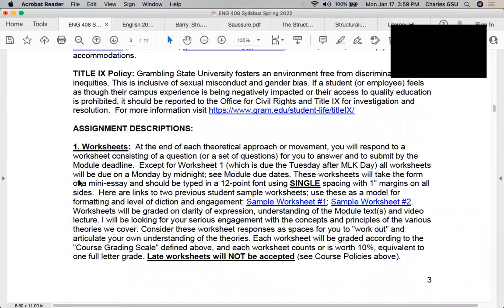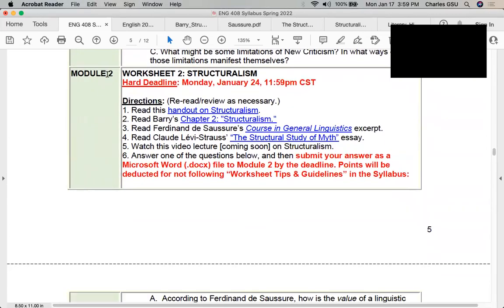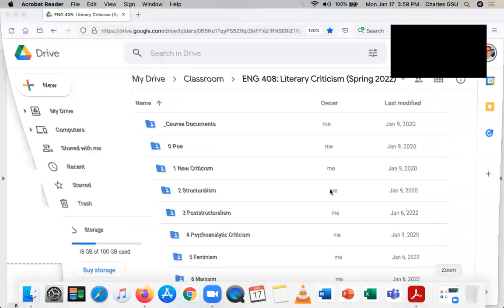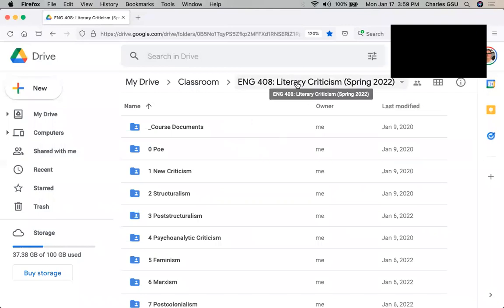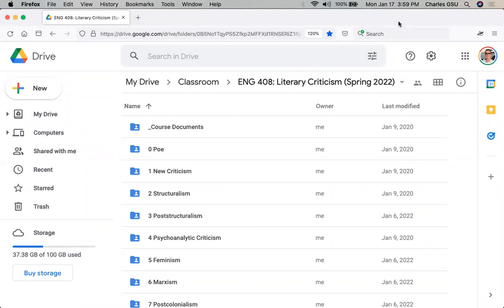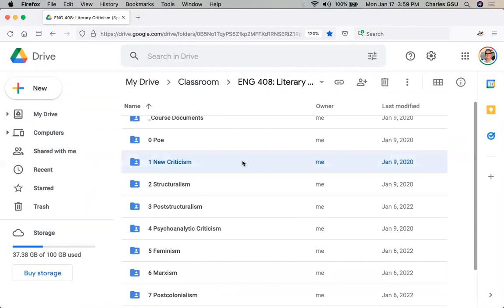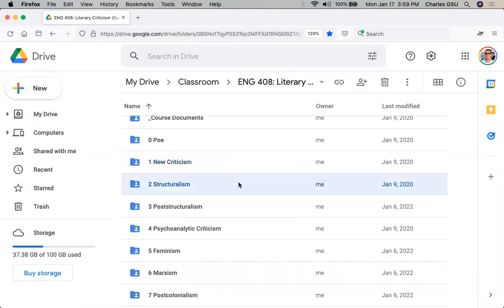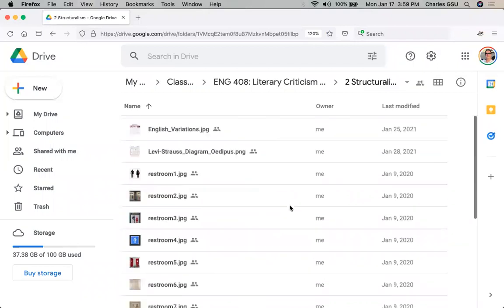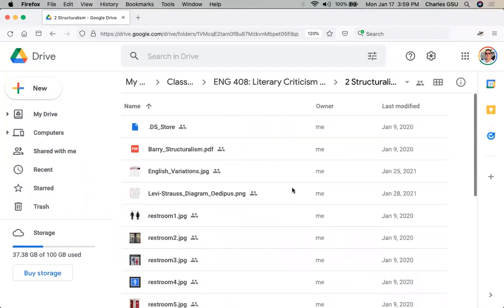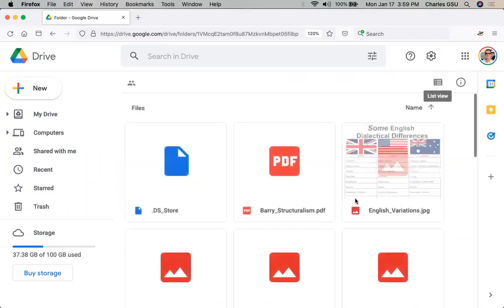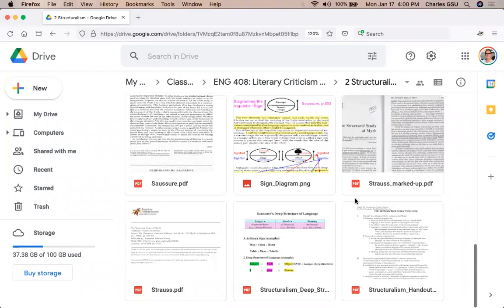If you scroll down in the syllabus, you'll see all of the readings listed, all of which are already available in our course drive. So here's the course drive folder. Last week we discussed new criticism for worksheet 1. This week we'll discuss structuralism for worksheet 2. All of the images, documents, and readings are in this structuralism folder. If you toggle this Google Drive button from the list view, you can go to the grid view and vice versa. So these are the things we will be discussing and you have access to freely.